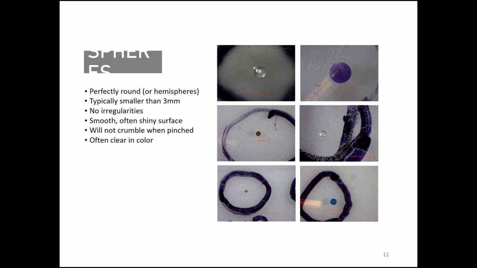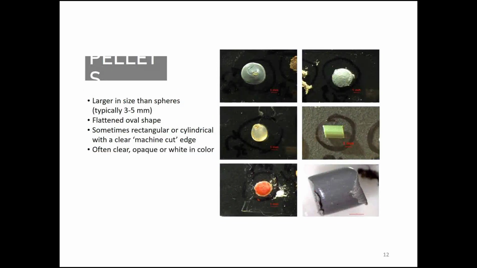And then we also see spheres of different sizes. A lot of people might think about microbeads when they think of these. We also saw perfectly spherical glass beads that we think come from road paint. Next slide.